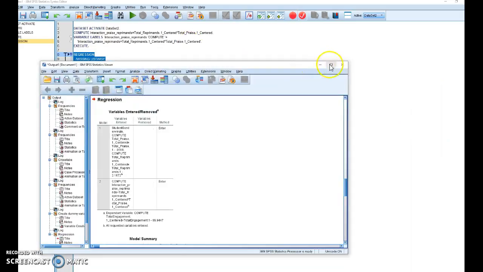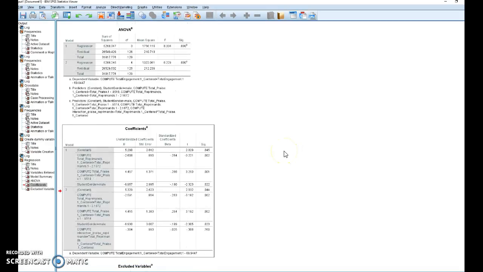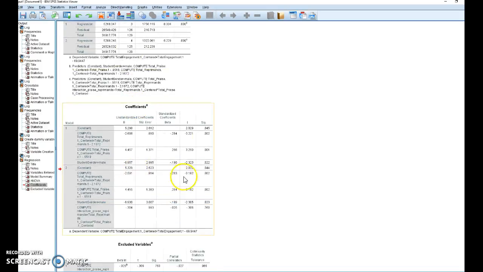Here's my output. And as we can see here, in this model, the interaction term between praise and reprimands is not statistically significant. And the R squared does not go up very much by adding the interaction term in, so the R squared is 0.001. Nevertheless, let's pretend that the interaction term was significant for demonstration purposes.